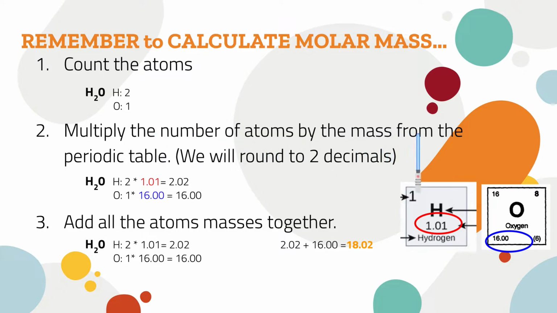Remember counting the molar mass. You multiply the number of atoms by the mass from the periodic table. So remember to use the 2 decimal periodic table that is posted in the Google Sites for our classroom, as well as your Google Classroom. It is posted in there as well. And then H2O has 1.01 times 2, 2.02, oxygen's 1 times 16, and then you add them together and you get 18.02. And your unit is grams per 1 mole.